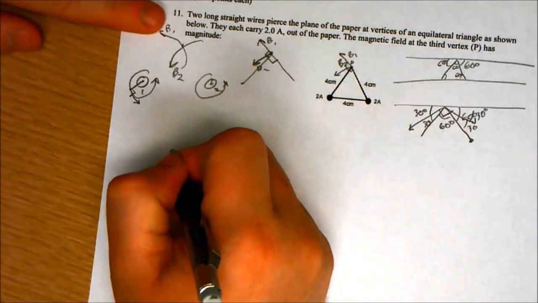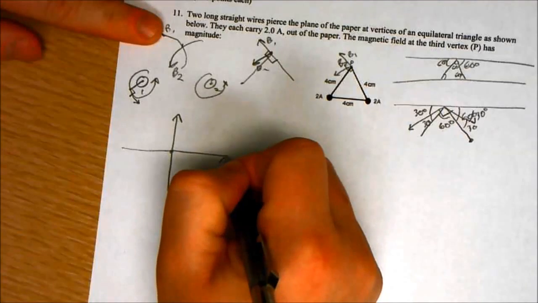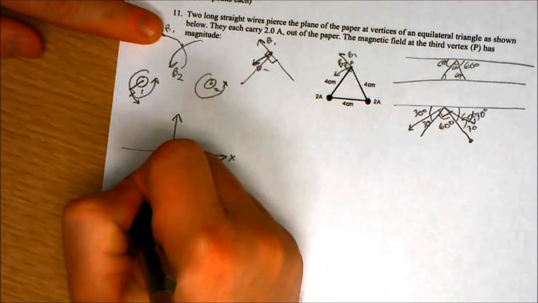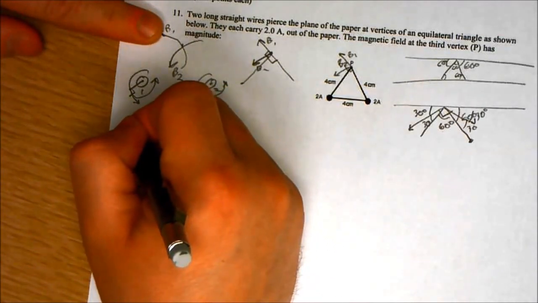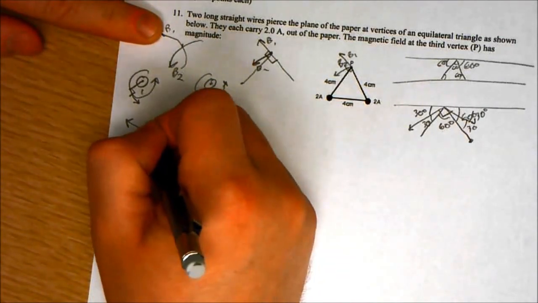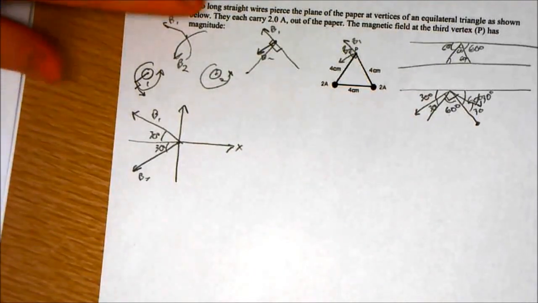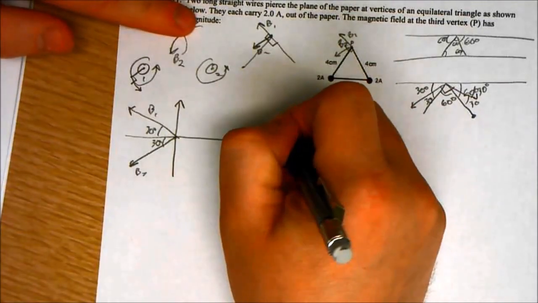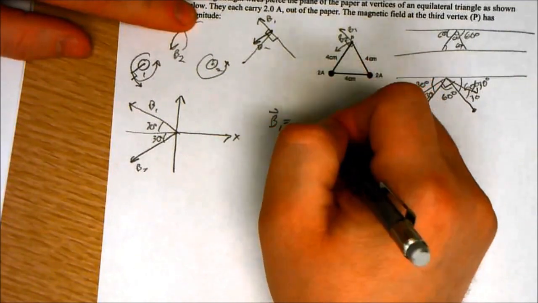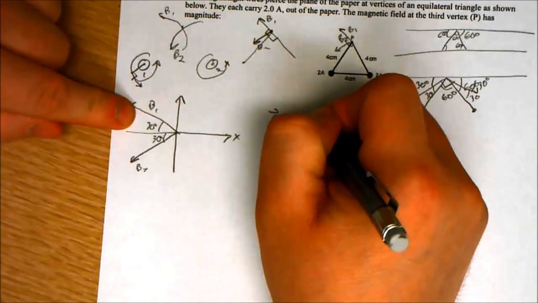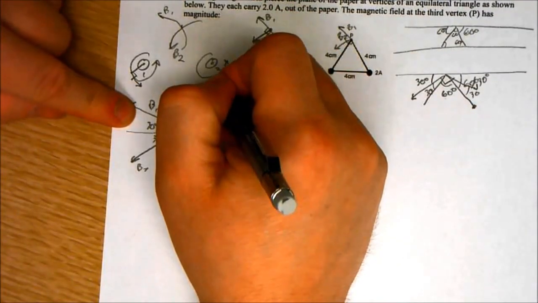So if I want to go back and draw a free body type diagram, I've got B2 at an angle of 30 degrees, and I have B1 at an angle of 30 degrees. And so now I just have to add these two things together. So the vector B1 is equal to negative, actually, first let me come over here and define something.